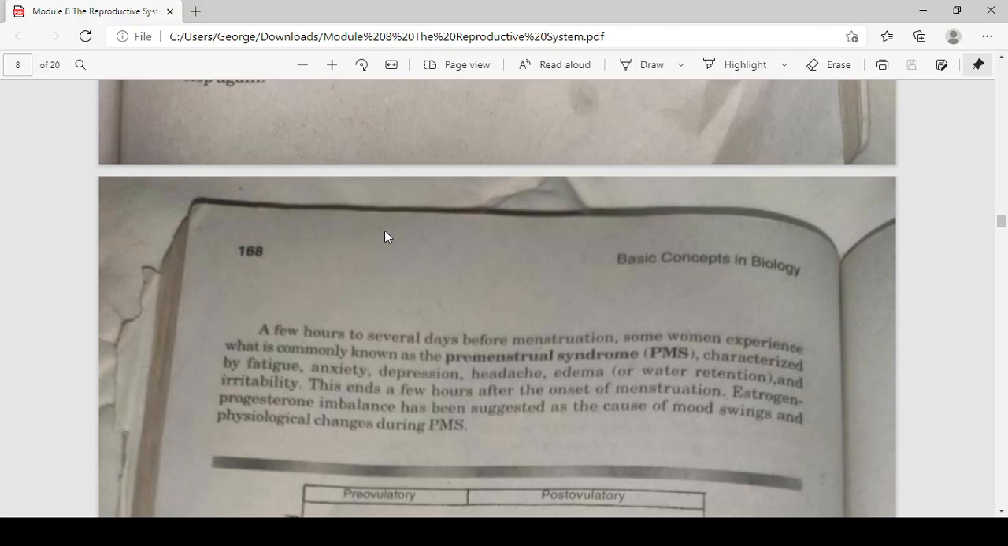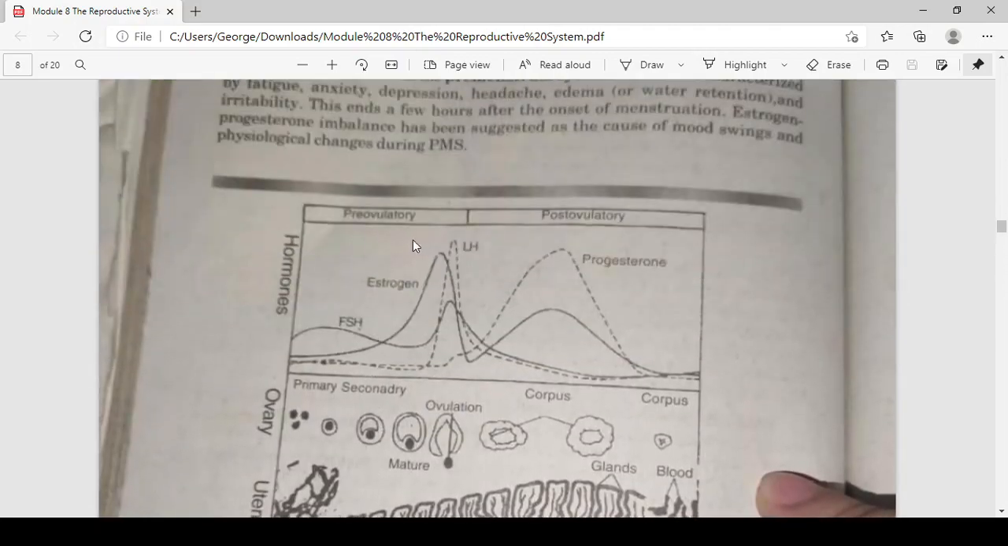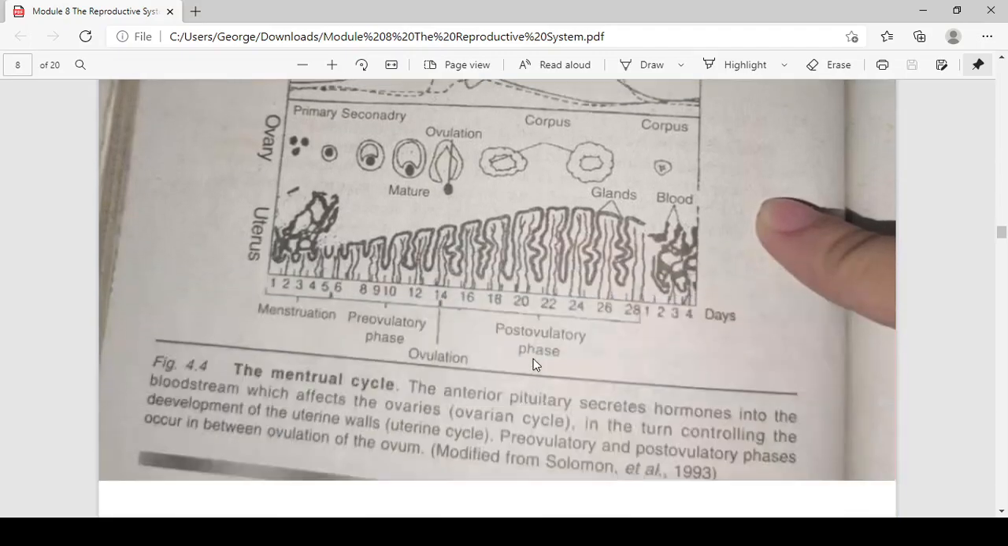Estrogen and progesterone imbalance has been suggested as the cause of mood swings and physiological changes during PMS. As you can see, kids, amoy siya ang young hormonal imbalance sa babae yung grabe init ulo nila. So, kita ang malalaki, kids, bayan ta lang sila, intindihon ta lang sila in these periods. Okay?